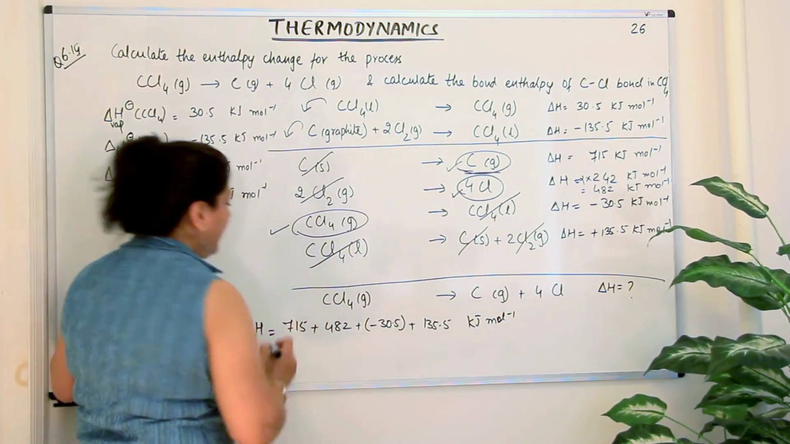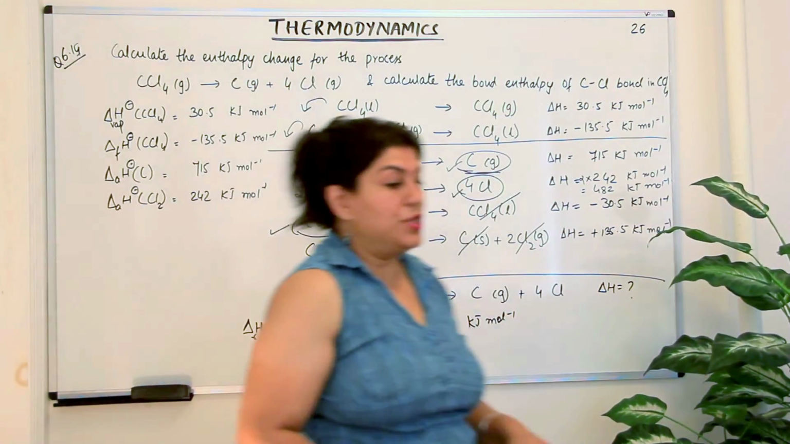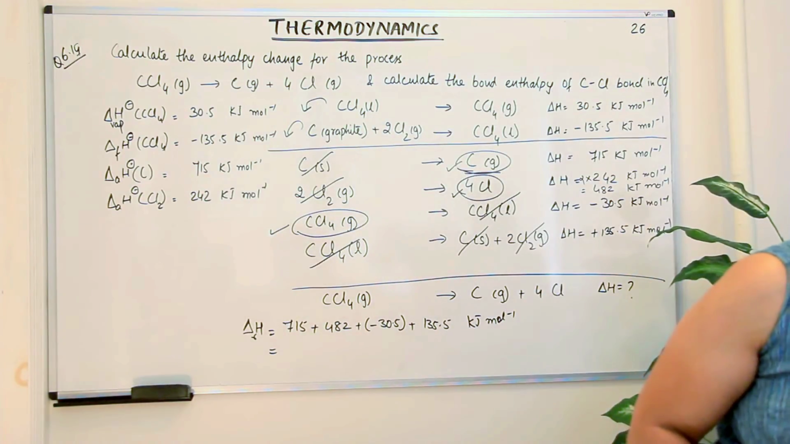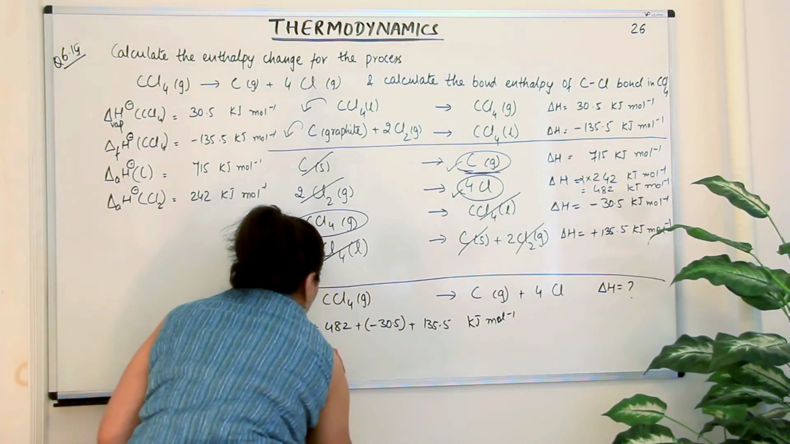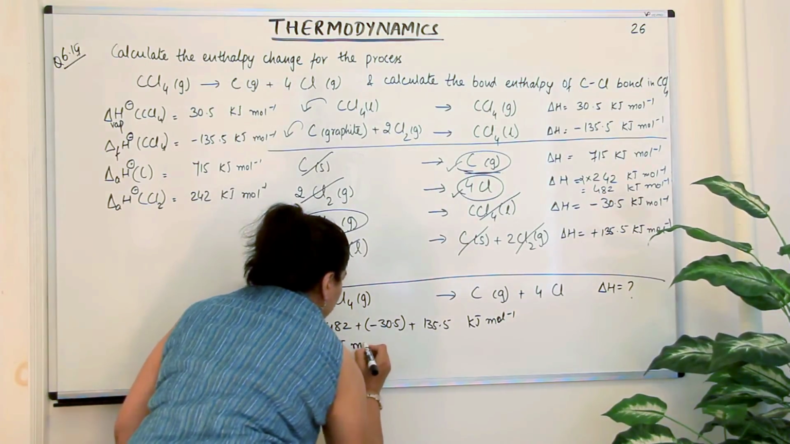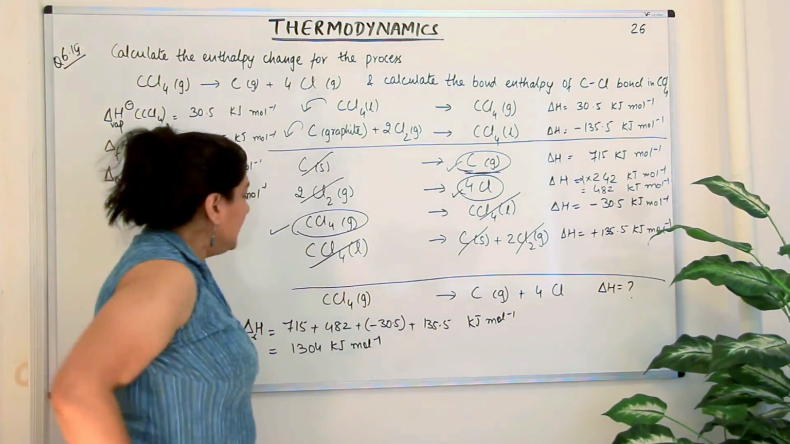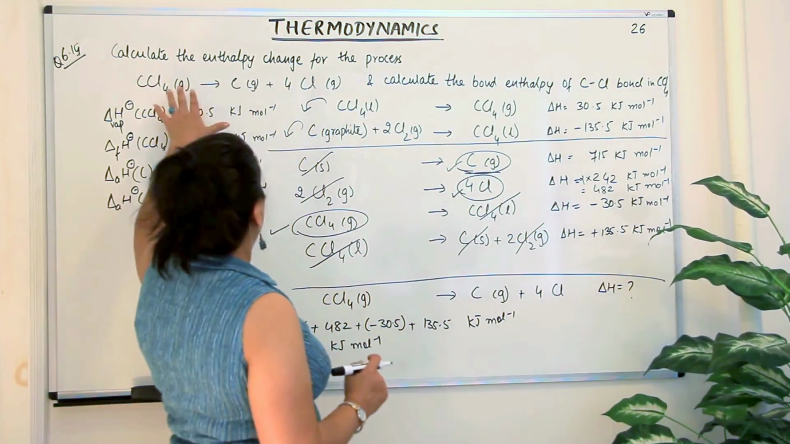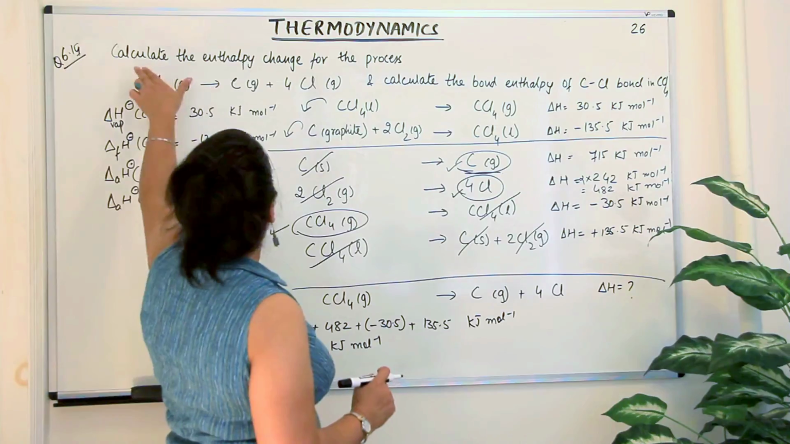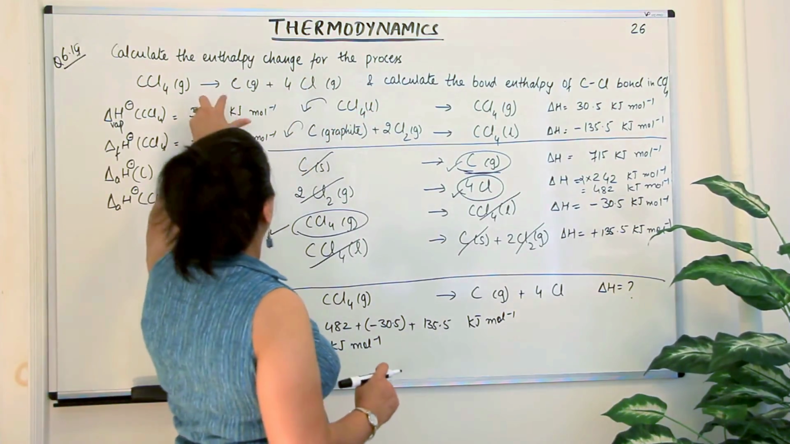And when we find out the sum, when we solve this, what is the answer that we arrive at? It is 1304 kilojoules per mole would be our answer, right? This is the answer that you get. And what is the next part of the question? So this is the enthalpy of this reaction. You calculated the enthalpy change for this process.